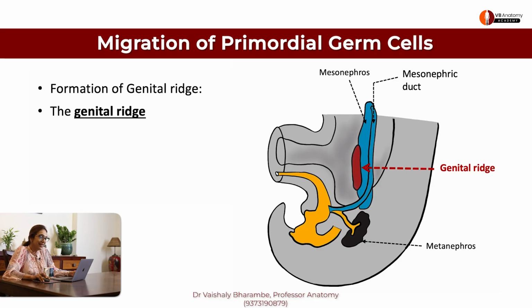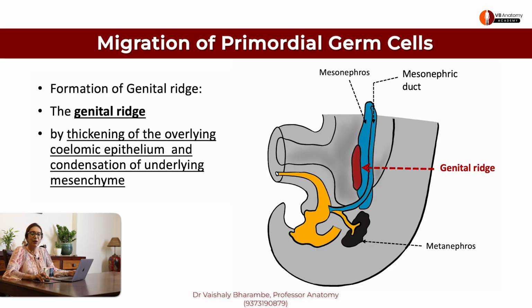Correct. So this genital ridge is developing because of thickening of the lining epithelium of the gut cavity, thickening of the coelomic epithelium, along with some contribution from the underlying mesenchyme. If you can remember this, fine. Otherwise, just call it a genital ridge and move on.